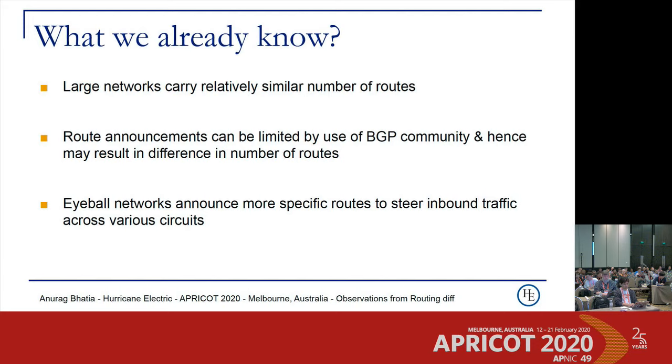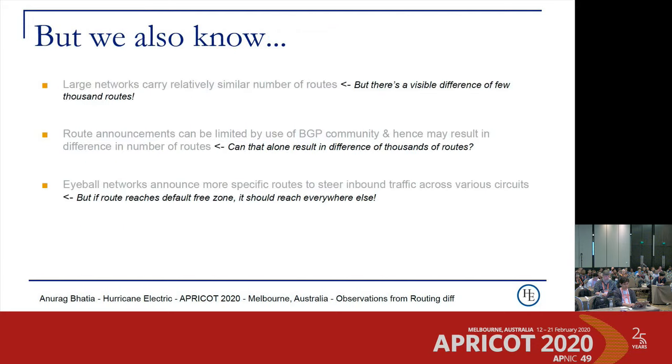That can again result in a difference in number of routes. But then there is a counter to most of these points, which is large number of carriers. While large number of carriers have a similar number of routes, there is a visible difference of significantly high number of routes across large backbones. What's that number? I'll get into the numbers in upcoming slides. While the routing announcement can be limited by BGP community, again, the number of routes visible should be similar.